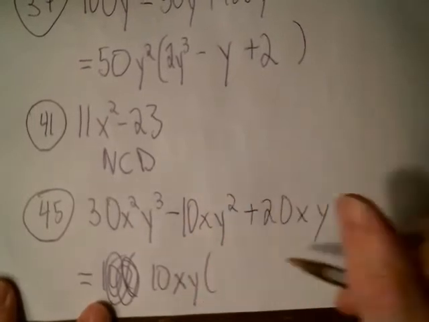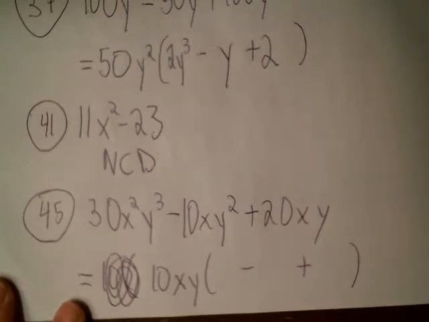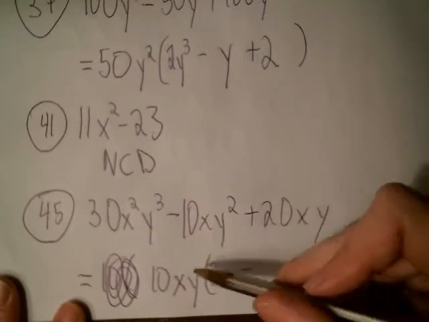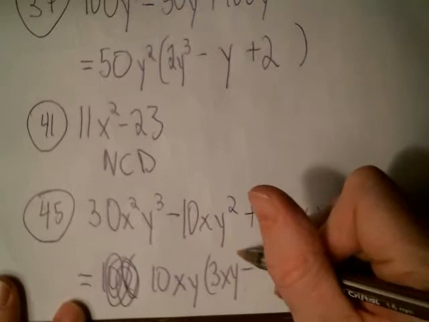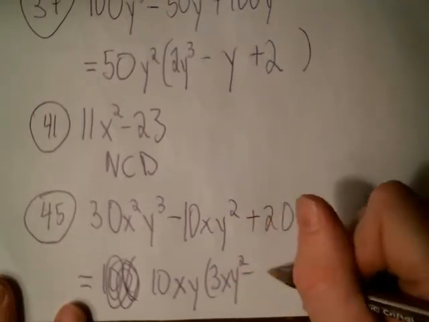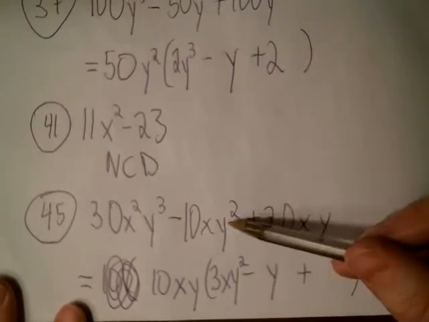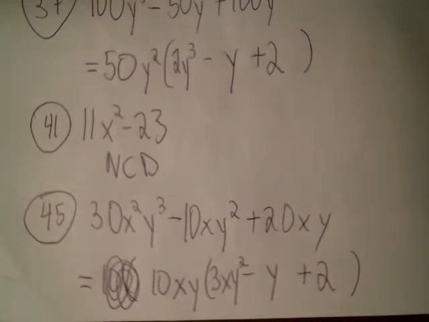And then it's a fill-in-the-blank problem. So you'll say, all right, I need 3. 3 times 10 is 30. And then I need another x, and then y times y squared. And then I need a y. 10xy times y is 10xy squared. And then I need a 2.